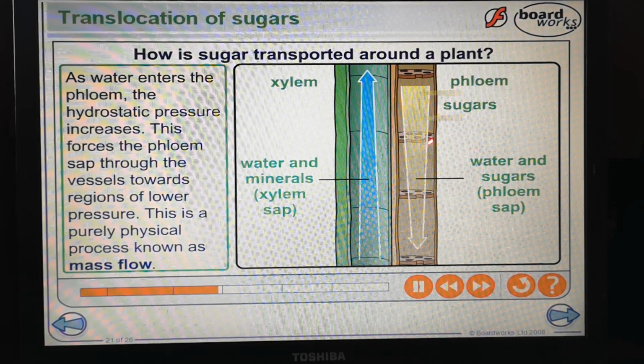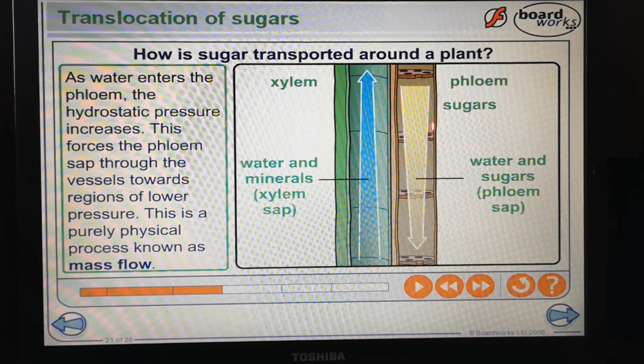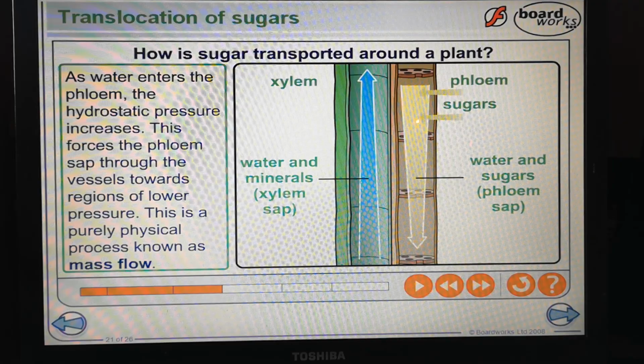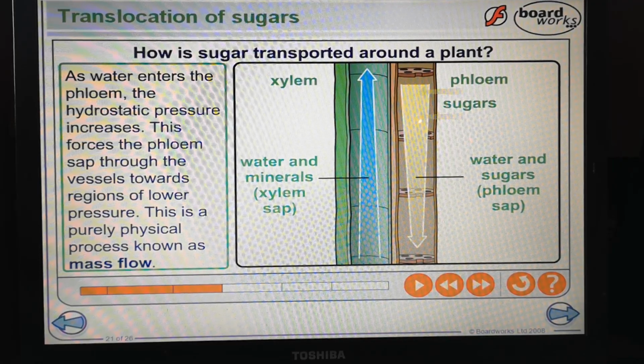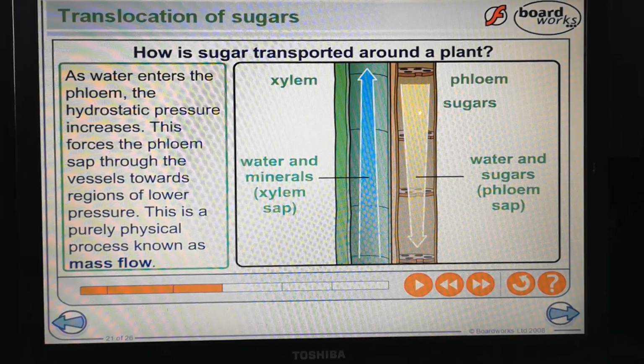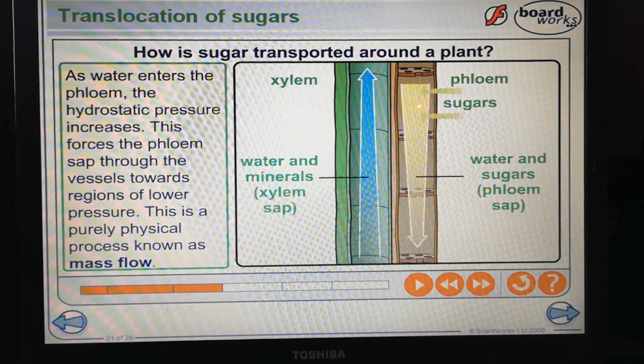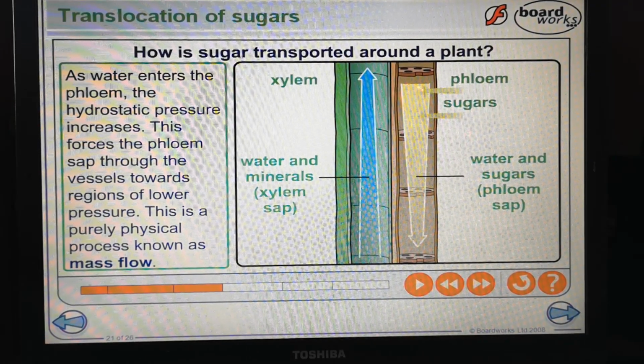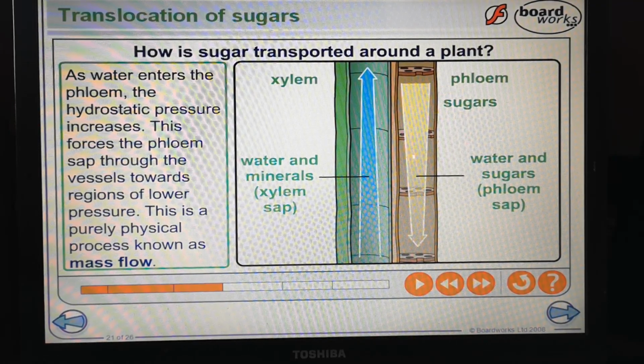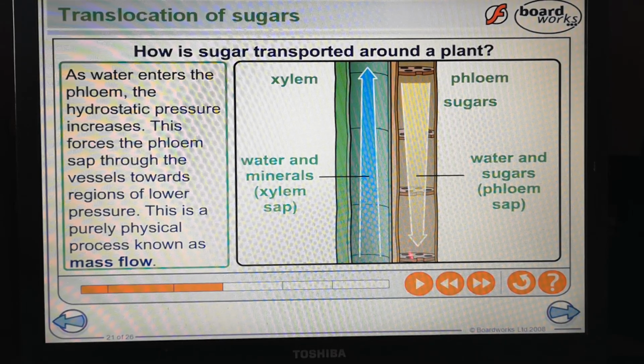That is going to create a high hydrostatic pressure here, because remember, wherever you have a lot of fluid enclosed within a vessel, such as phloem here, then we're going to have a high hydrostatic pressure. So here you've got a high hydrostatic pressure. In comparison, down here, you have a lower hydrostatic pressure.